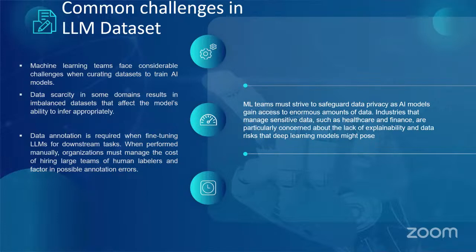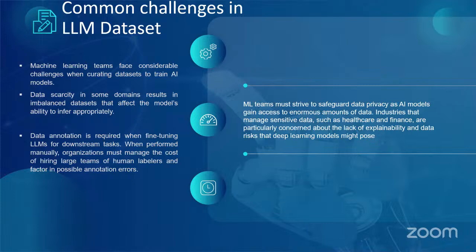Then we have common challenges. What are the different common challenges in LLM datasets? We have understood that the first is data set scarcity. We have a data set which is of a small number, means we have a limited source of data, or we have data which is biased towards a certain class. So it is an imbalanced data set. That is one of the challenges.